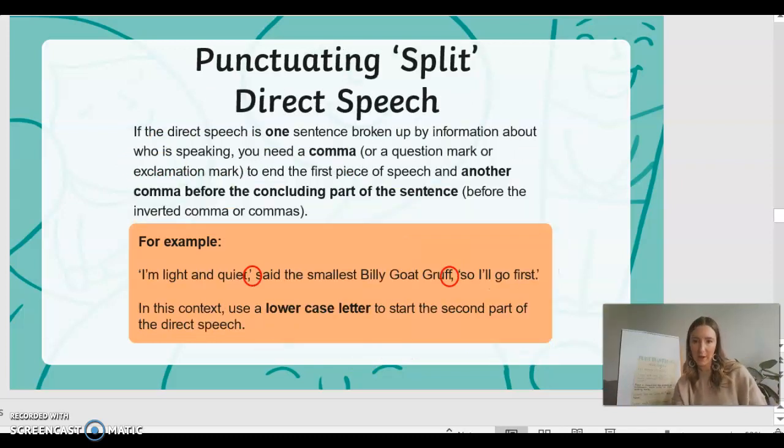Now, another way of punctuating speech is to have it split, and this is where you're giving information in the middle and then they're still speaking. For example, I'm light and quiet. We use a comma, we close the talking, but then we say, said the smallest billy goat gruff, or however the character's saying it, comma, and he's continuing to talk, and we don't need a capital letter this time, it's lowercase. You can see here, it's in lowercase. So I'll go first, and we've put a full stop and close the talking mark. So that's a tricky one, the split, and I'm going to talk a bit more about that after.